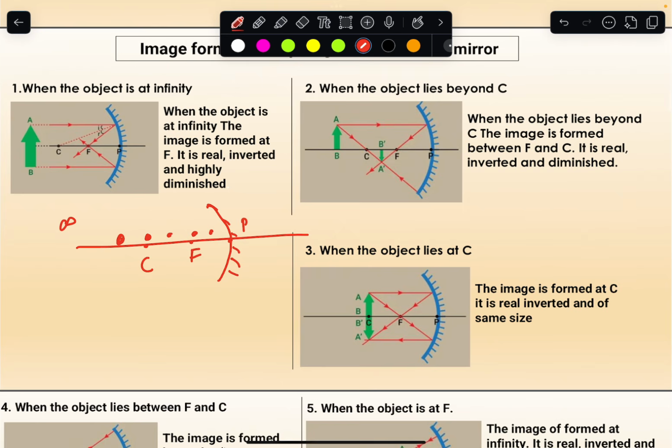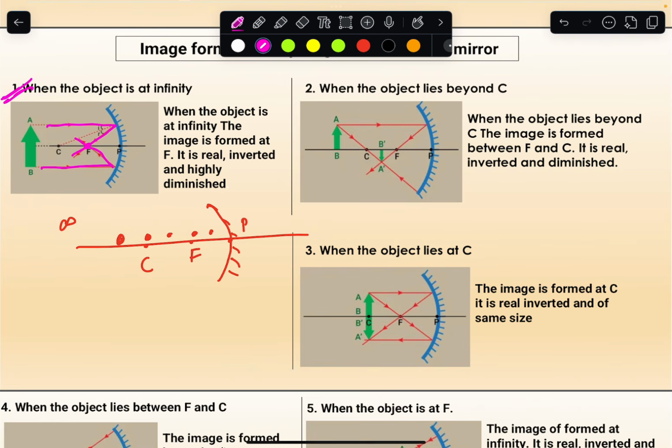The first one: object at infinity. Object at infinity or image at infinity means that rays are parallel to the principal axis. So here, object at infinity means the incident rays are parallel to the principal axis. Rule number 1: whenever light rays are parallel to the principal axis, they are going to pass through the focus. See, coming parallel to the principal axis, passing through the focus. Here also coming parallel to the principal axis, passing through the focus.